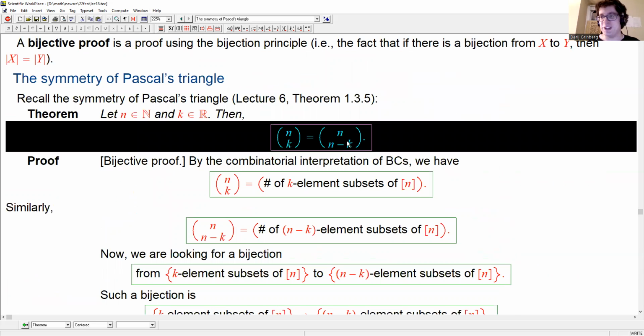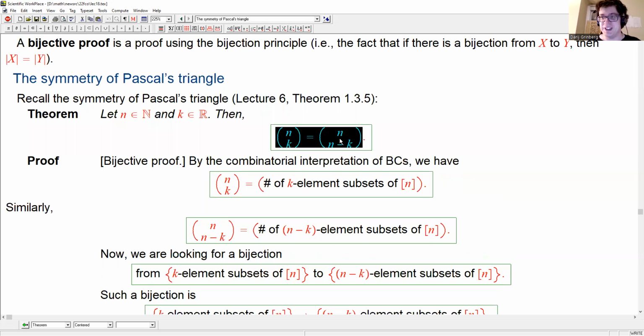And by the way, this perfectly holds even if k is negative or irrational, then you're just proving 0 equals 0, but the proof is still true.